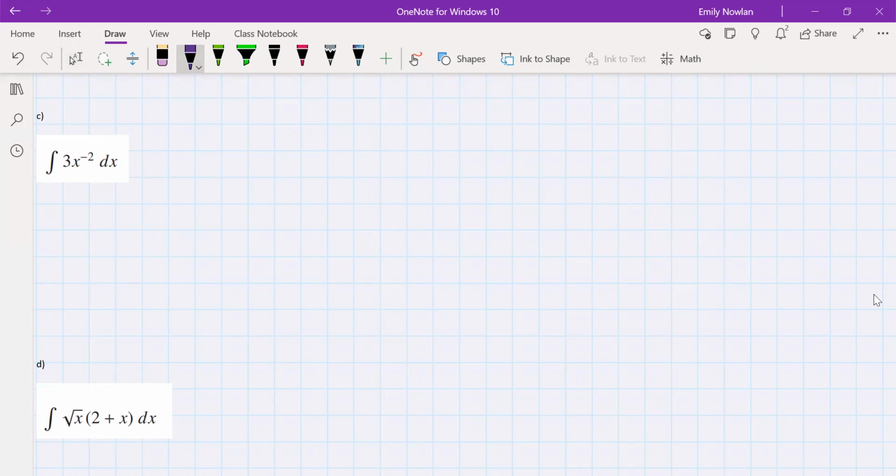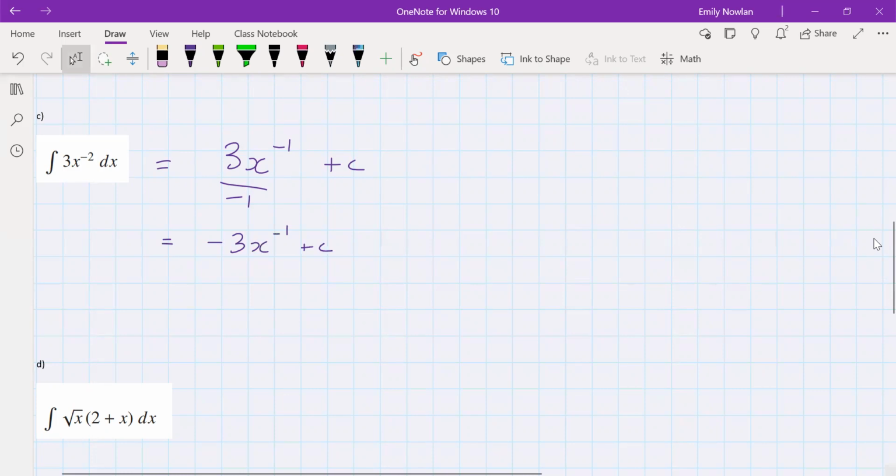So here's the question. Okay, we write it as it is, 3x, but rather than minus 2, you've got to go up 1 from minus 2, which is minus 1. Divide by your new power, which is minus 1, add your c. And then I'm just going to write that as minus 3 instead of 3 over minus 1. Okay, next one.